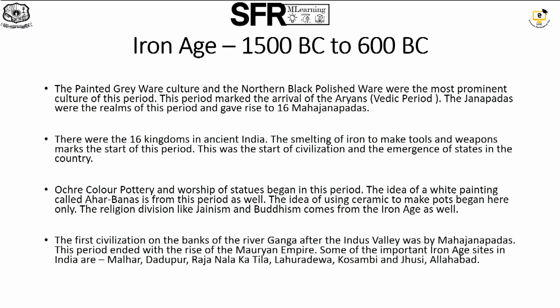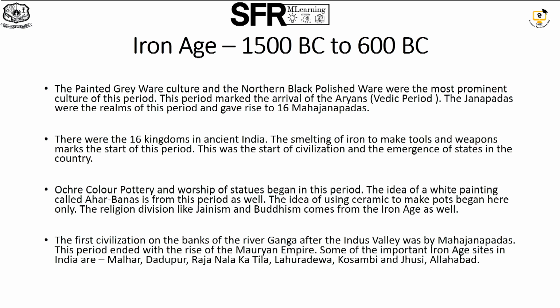The idea of using ceramic to make pots began here, and religious divisions like Jainism and Buddhism come from the Iron Age. So the beginning of civilization and the beginning of religion came from this Iron Age. The first civilization on the banks of the river Ganga after the Indus Valley was by the Mahajanapadas. After the Indus Valley civilization, the next civilization was started by the 16 Mahajanapadas, or 16 kingdoms in the country.